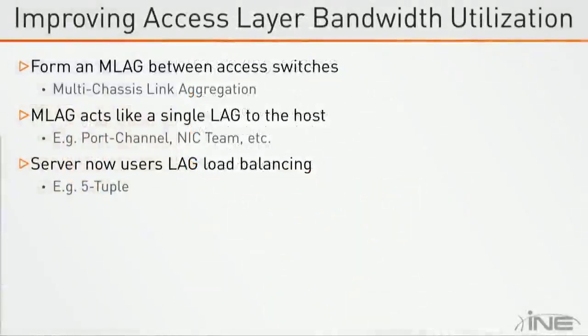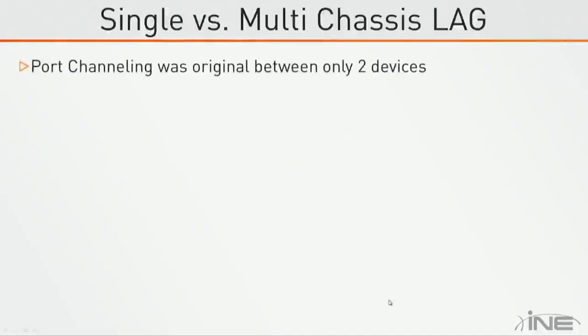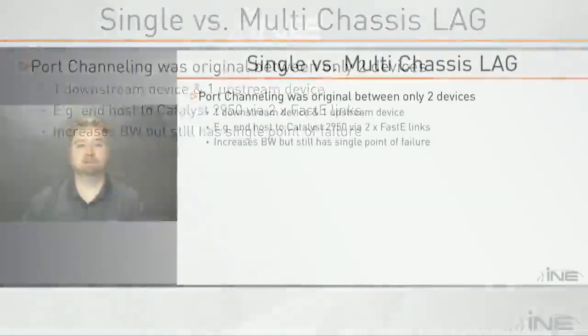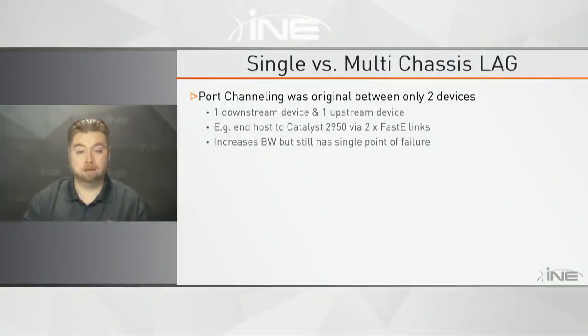So in the previous original design that we saw, the port channeling was only going to be between two point-to-point connected devices. Okay, so one upstream box, one downstream box. So for example, we have an access Catalyst switch that has multiple physical links that we're channeling together. End result of this is that we're going to increase the bandwidth as an aggregate, but we're not necessarily getting rid of the single point of failure problem. So we might have two Fast Ethernet links going to a Fast Ethernet switch, but if that switch goes down, then the end result is that the node is going to be isolated.